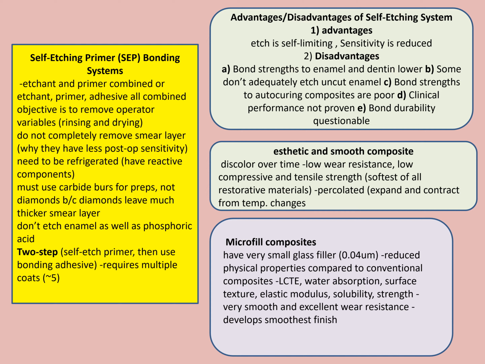Now we can see here the unfilled composites are the softest of all restorative materials. The chance of percolation is higher in them. They have less wear resistance. So the more the filler, the better the physical properties. Now the microfill composites have very small glass filler in them. So physical properties are definitely lower as compared to conventional composite, but having smaller filler particle size, they are very smooth and have good wear resistance at the same time.